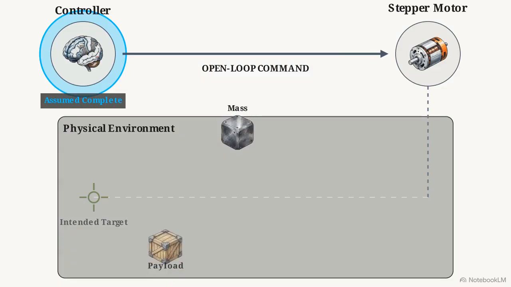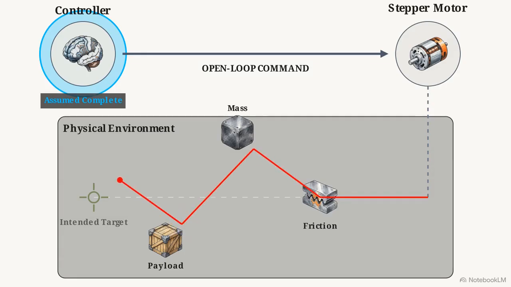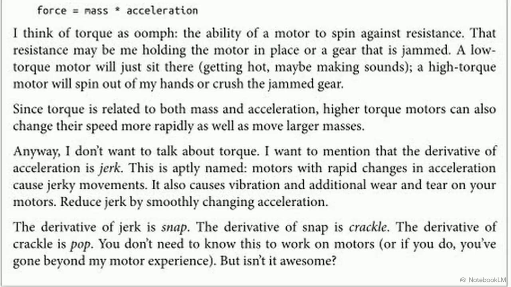The physical world rarely behaves exactly as commanded. Moving mass requires actual force. Friction, unexpected resistance, or a slightly heavier payload will immediately disrupt that intended movement. When a motor tries to force that movement without checking its progress, it experiences rapid, unmonitored changes in acceleration. In physics, the derivative of acceleration is called jerk. This causes damaging vibrations and severe mechanical stress over time.